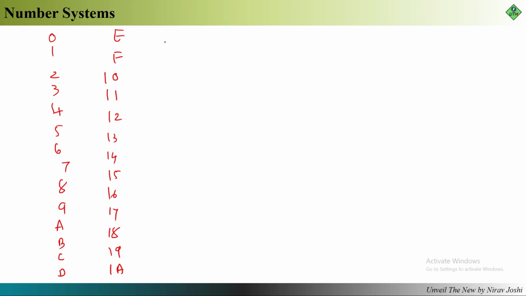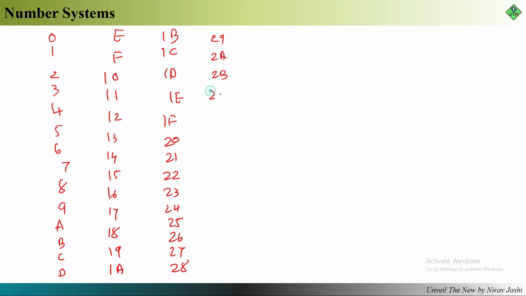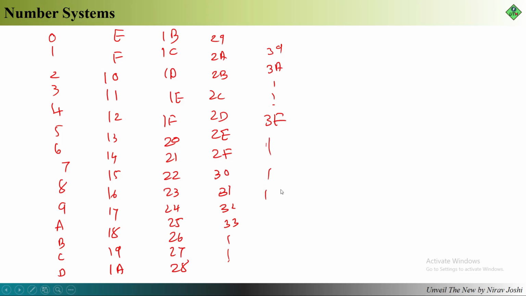10, 11, 12, 13, 14, 15, 16, 17, 18, 19, 1A. Yes, do not forget that F is the last symbol, not the 9. Okay, 1B, 1C, 1D, 1E, 1F. After F, yes, 20. Yes, very good. 21, 22, 23, 24, 25, 26, 27, 28, 29, not 30. Okay, 2A, 2B, 2C, 2D, 2E, 2F. Now 30, 31, 32, 33, up to 39, then 3A, up to 3F. So like this you can carry on.